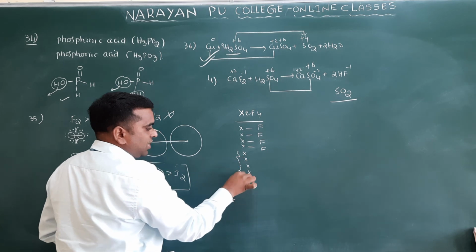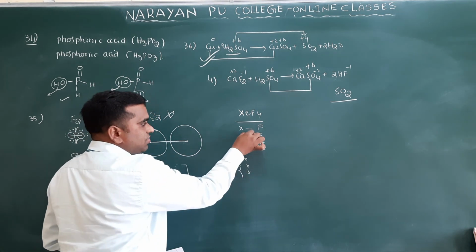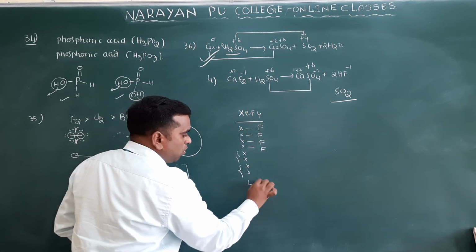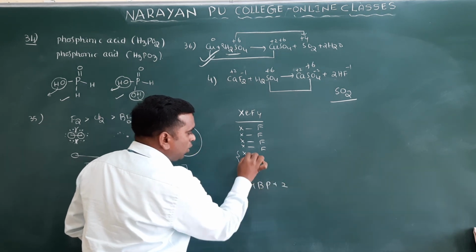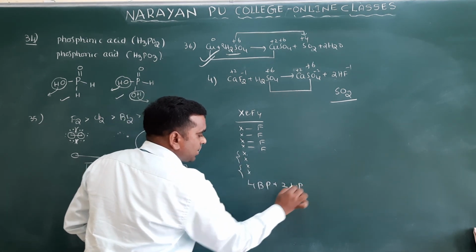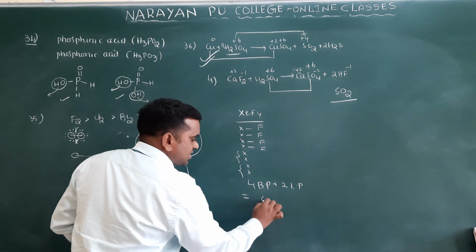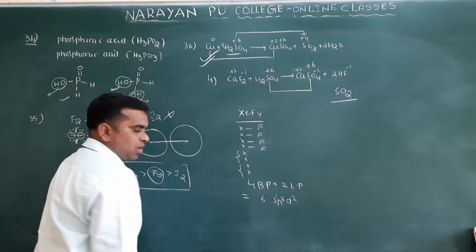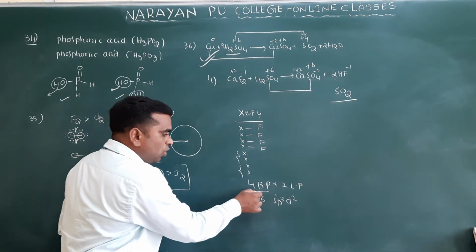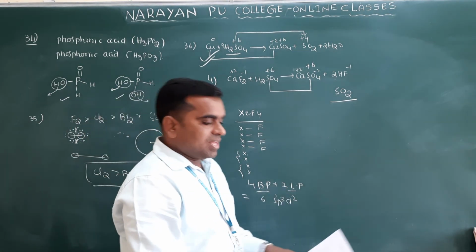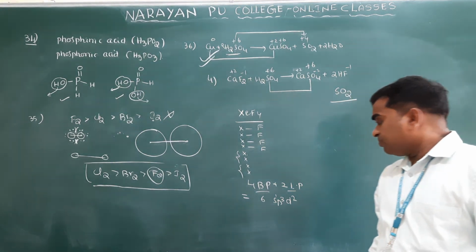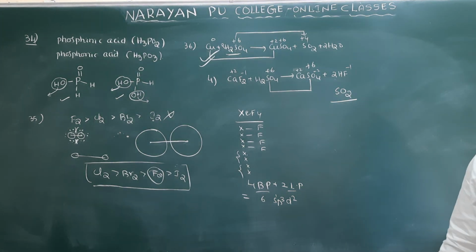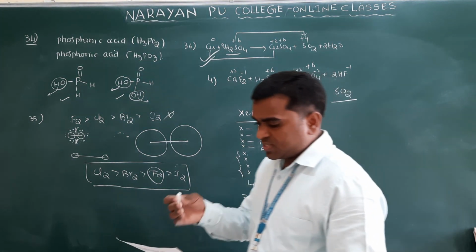And how many are left here? 2 lone pairs are left. These are which ones? Bond pairs. So 4 bond pairs. And how many lone pairs are there? 2 lone pairs. So totally how much here? 6. 6 means what? Yes, sp3d2. 3 plus 2, 5 plus 1, 6. Clear? 4 bond pairs and 2 lone pairs. Then what is the shape of the molecule? Square planar. So option 4 is correct.